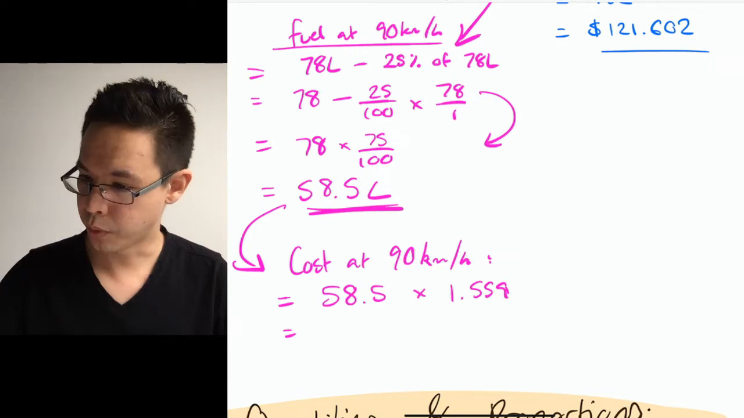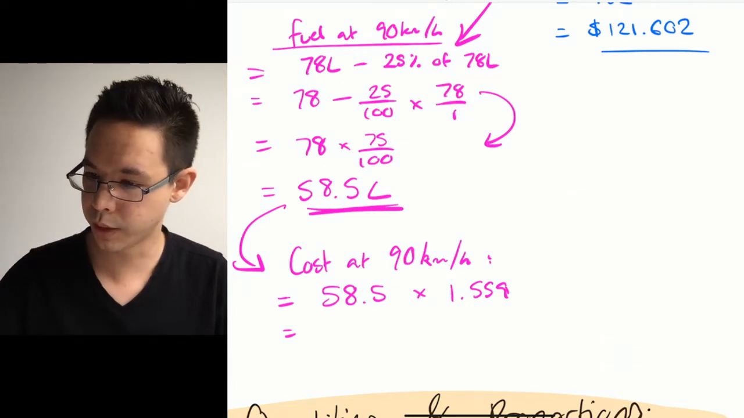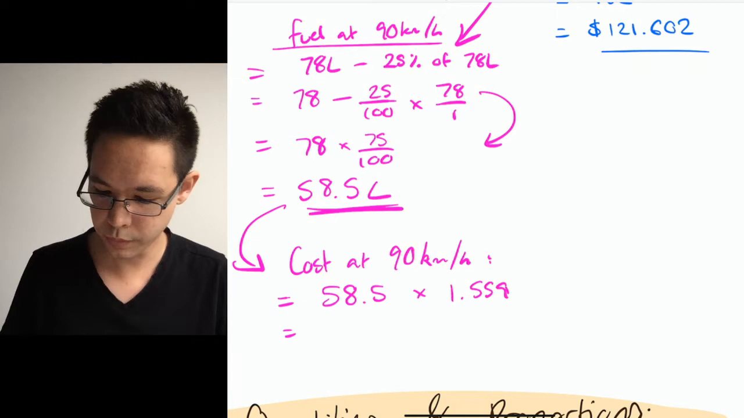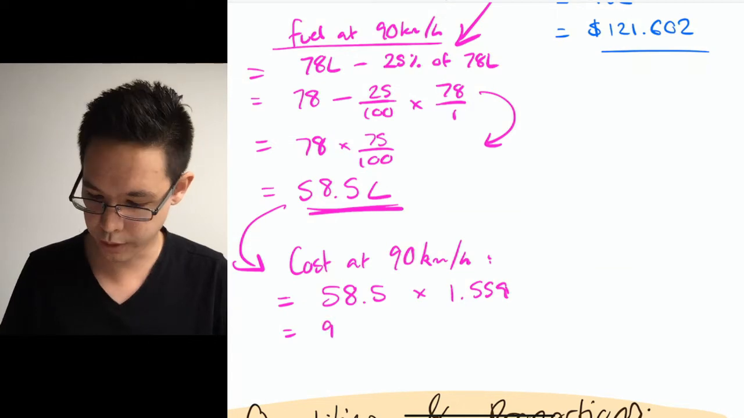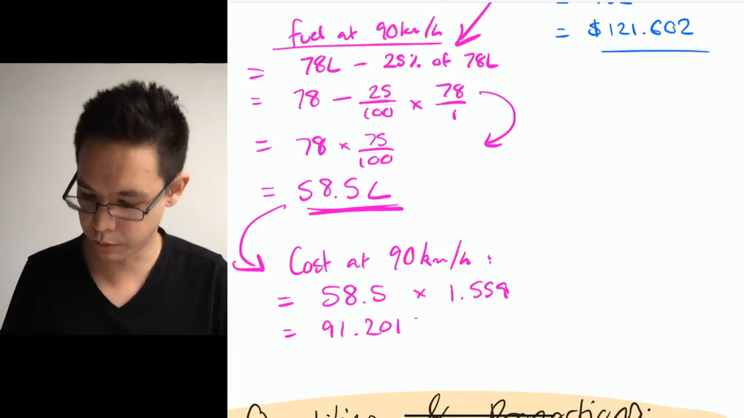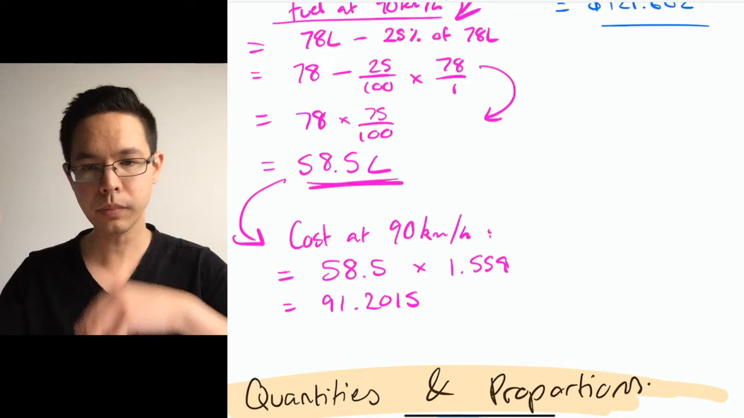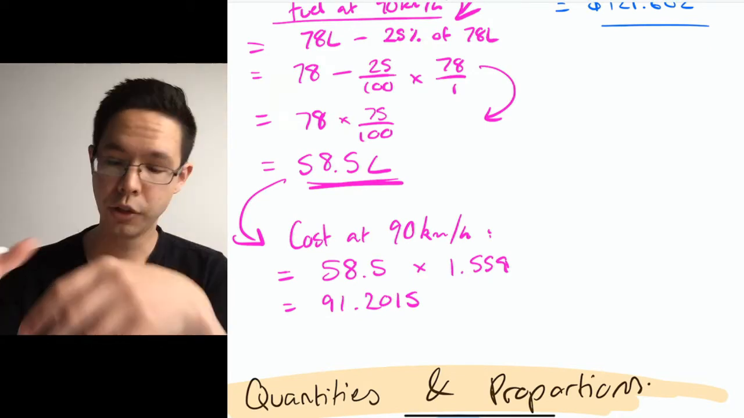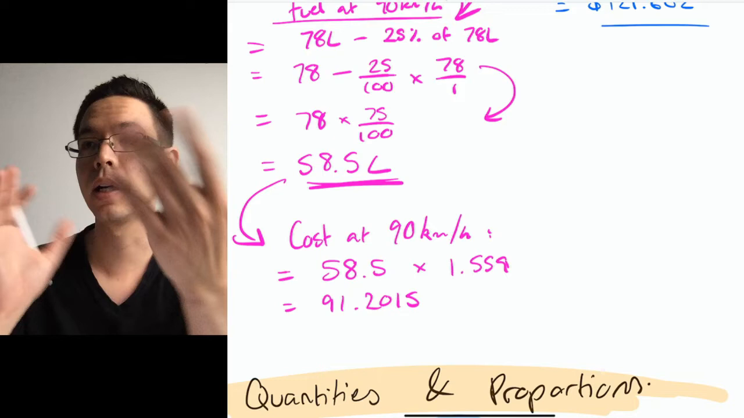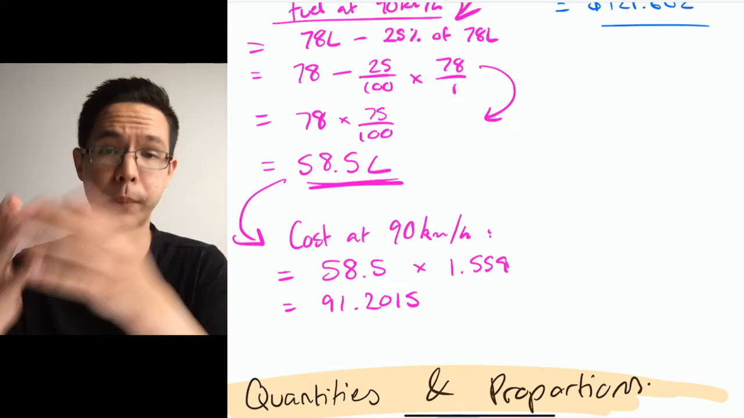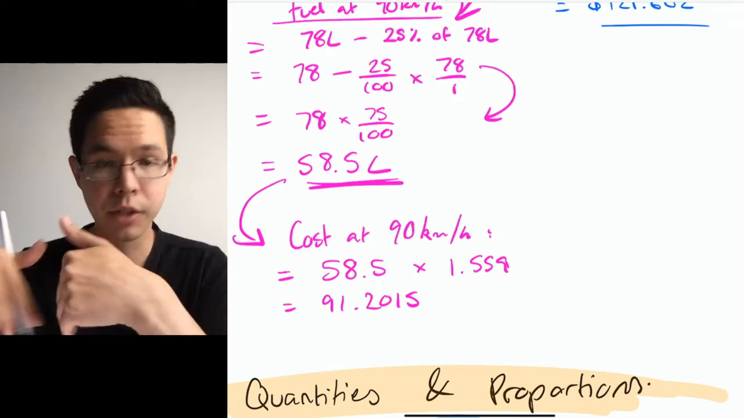58.5 multiplied by 1.559. I get a result of $91.2015. Am I finished? No. Usually when I get to about here, I think that I'm done. I will actually check the question one more time. So that's what I'm doing right now. I've gotten as far as I think I need to go, and now I'm just going to double check it.